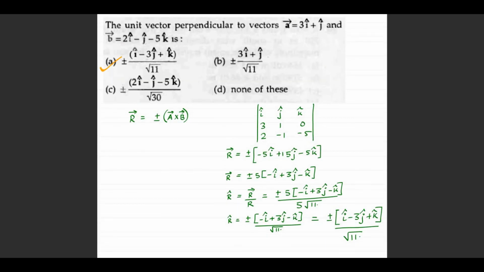Fine. So these are some of the numericals from this chapter of vectors. In subsequent videos, then we'll come with previous year questions of vectors then. Thank you everyone.